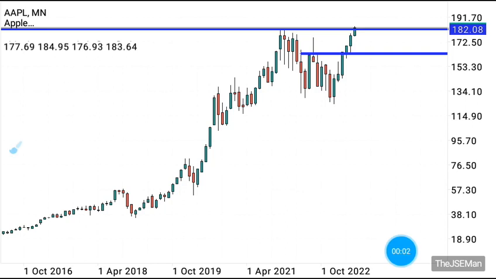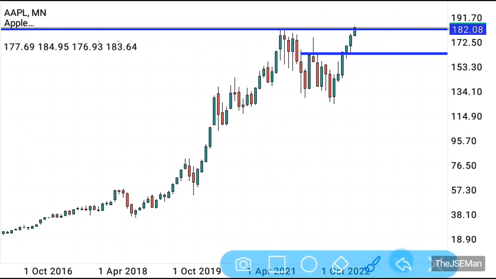This video is based on the technical analysis of Apple, and at this point in time, as you guys can see, we're on the monthly chart. And let's have a look. What do we see on this chart that we should be paying attention to? On this chart, which is the monthly chart, we can see that at this point in time, the market is actually testing a very important level of resistance.